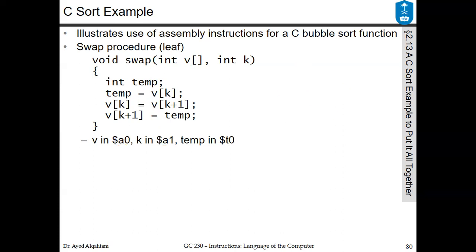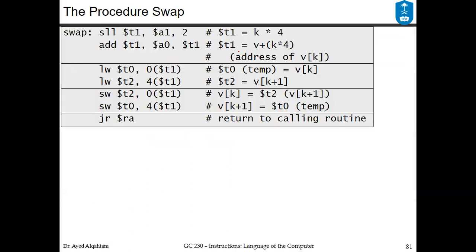And this is what we did in the assembly code that you can see here. This is the swap method. First, we shift left A1 by 2. A1 now is the index, which is k. Since we shifted to the left by 2, this means that we are multiplying by 4. After that, we get the result, and we add it to the base register to generate the address of v[k].